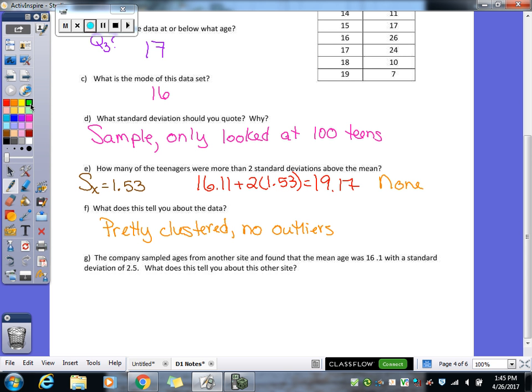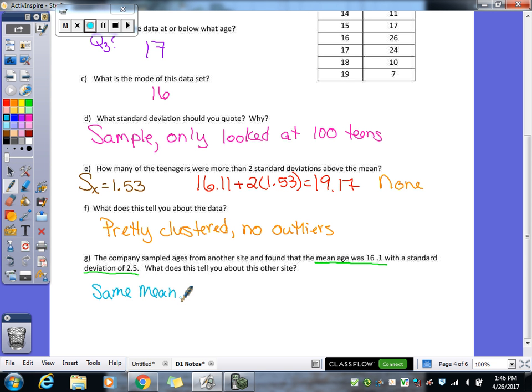So then G, a company sampled ages from another site and found the mean was 16.1 with a standard deviation of 2.5. What does this tell you about the other site? Well, pretty much the mean is the same. Ours was 16.11, so we just rounded a little further. Theirs was 16.1. That's pretty much exactly the same.